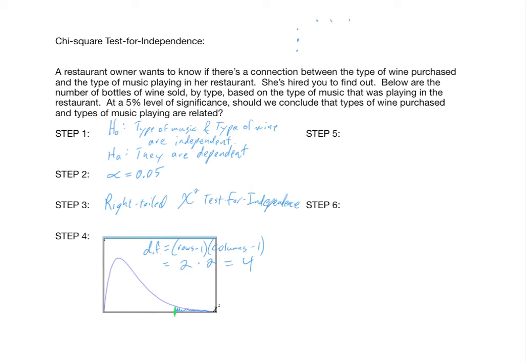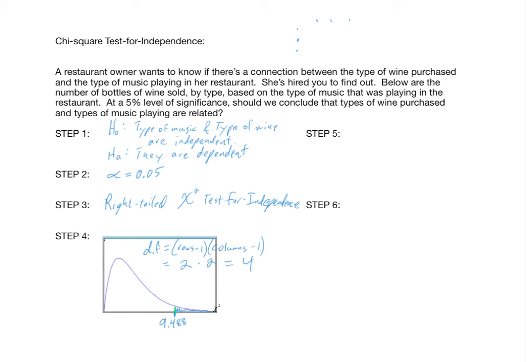If we now look at our chi-square distribution table with 5% alpha and 4 degrees of freedom, that gives us a critical value of 9.488. So this value right here is 9.488. So when we go on to step 5 to compute our test statistic, we want to see where it falls, whether it's in the fail to reject or the rejection region.